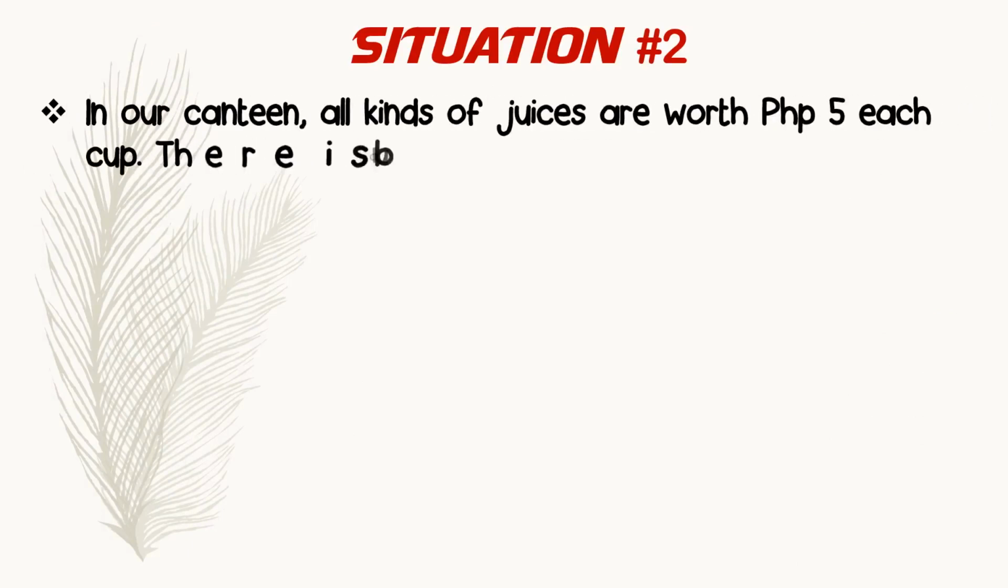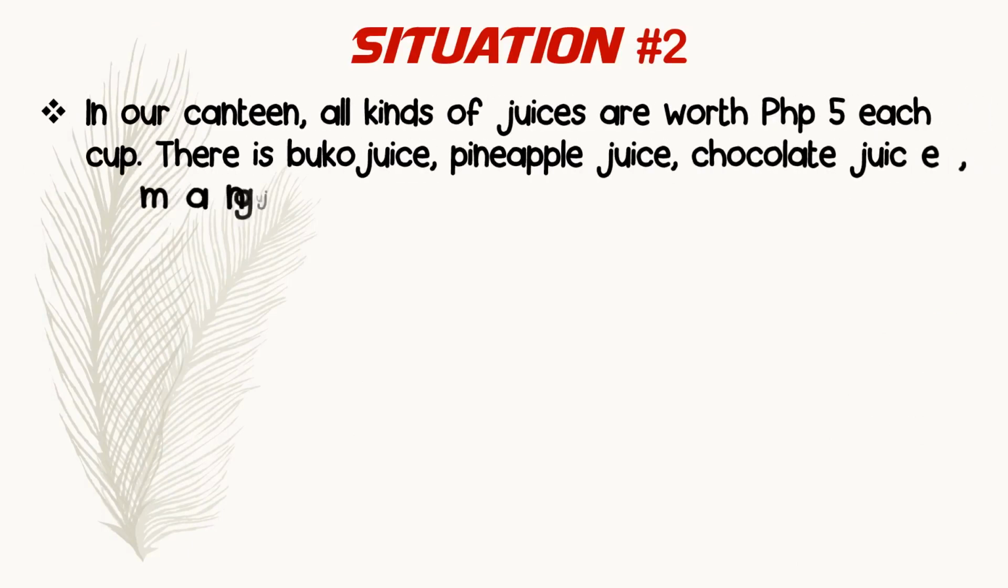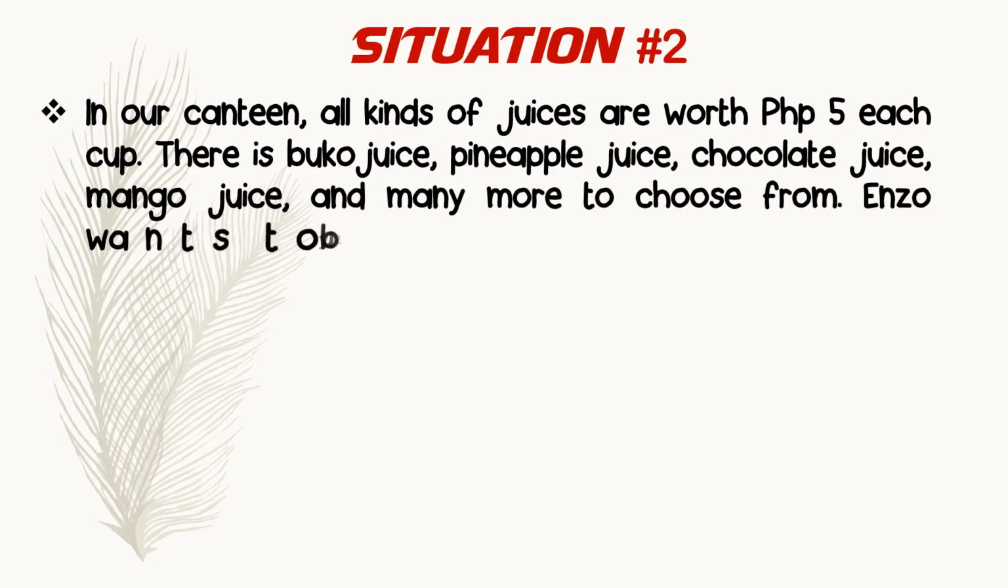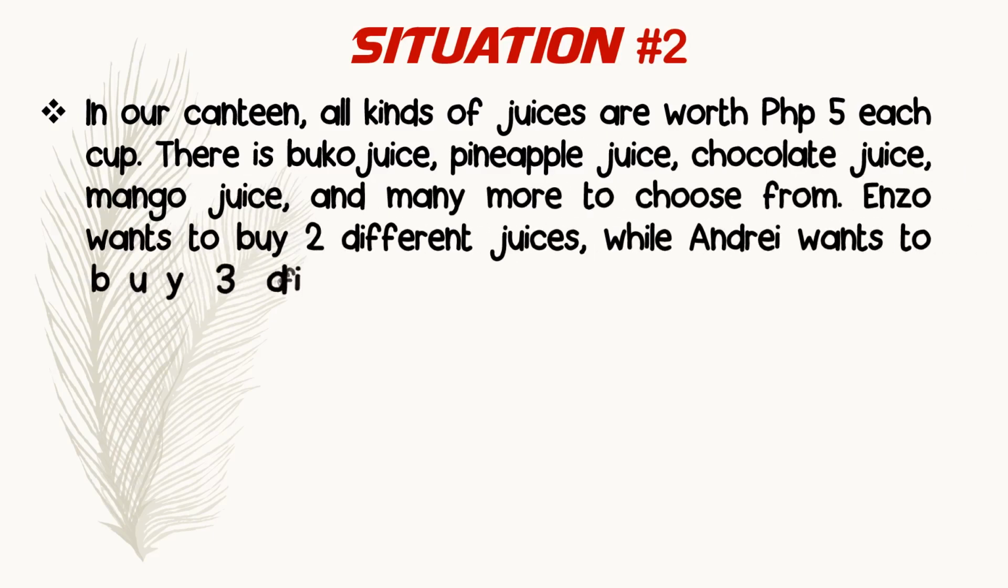So let's have situation number 2. In our canteen, all kinds of juices are worth 5 pesos each cup. There is buko juice, pineapple juice, chocolate juice, mango juice, and many more to choose from. Enzo wants to buy 2 different juices while Andre wants to buy 3 different juices. So let us illustrate this using a mapping diagram or arrow diagram.